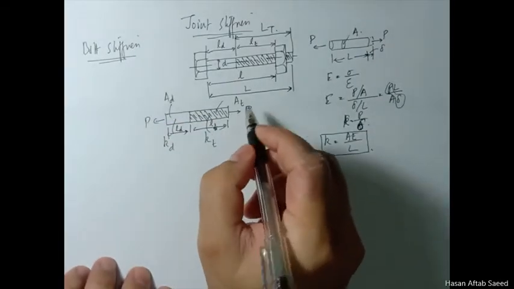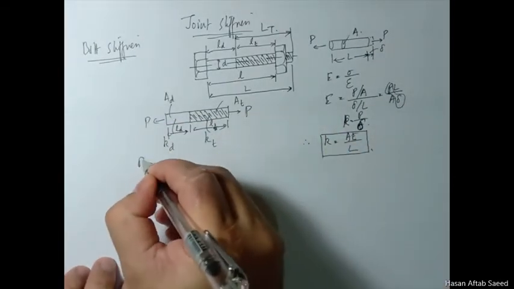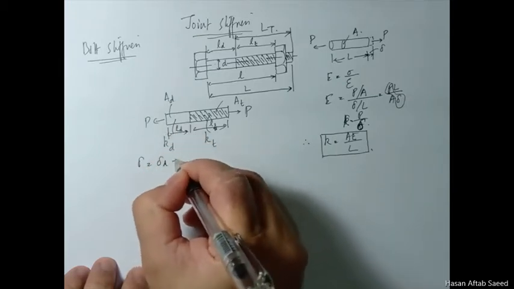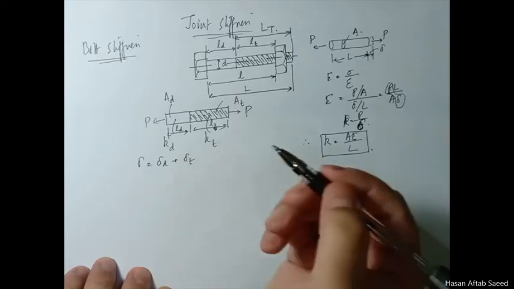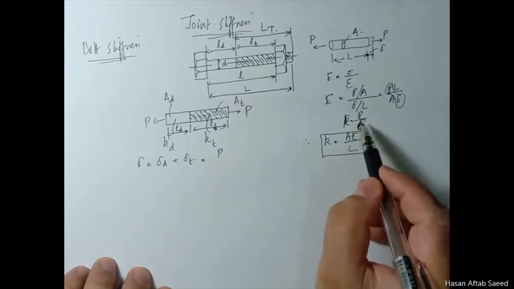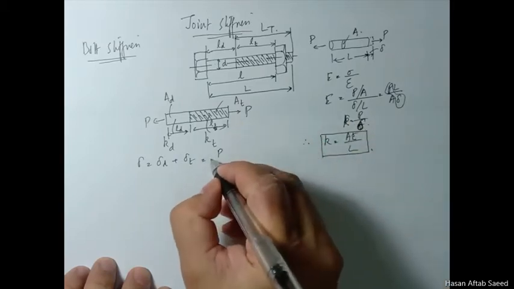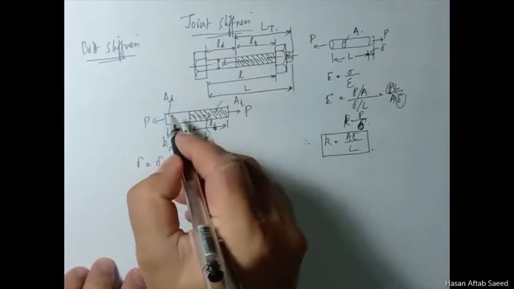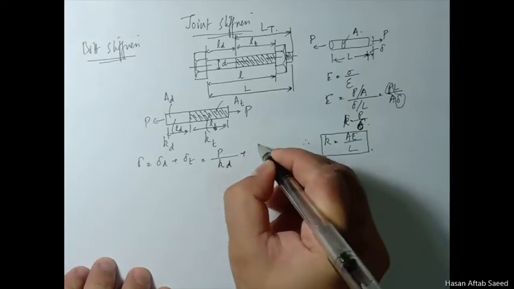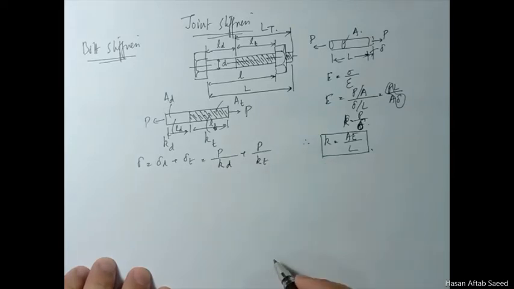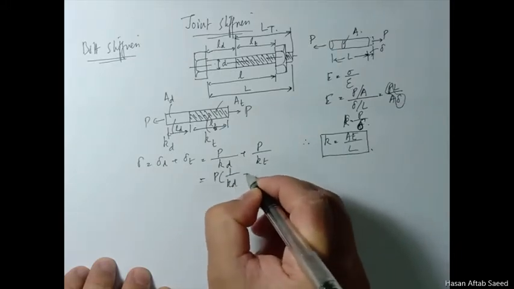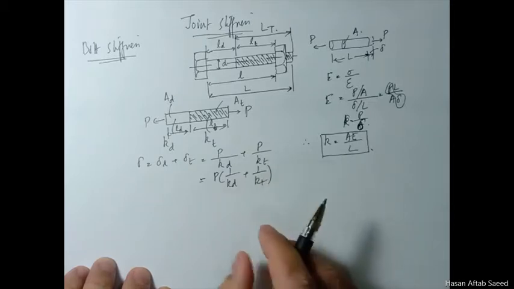So what if this is subjected to a load P? There will be some deformation, but this time the deformation will be a combination of deformation in this part plus deformation in this part. You know what K is. K is P over delta, so delta is equal to P over K. P is the same, it's the same force passing throughout. P over KD plus P over KT, or P times 1 over KD plus 1 over KT.